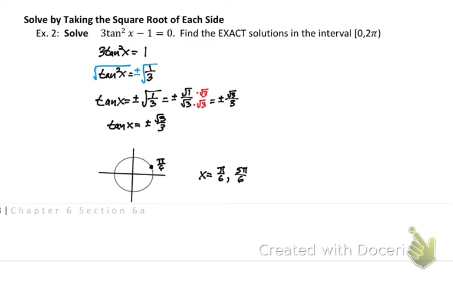In quadrant 3, maybe I should write this on here. So we have 5 pi over 6. Our next one should be one more, so we should be able to look at 7 pi over 6. And don't take my word for it. You should be looking at the unit circle. Is tangent equal to either a positive or negative square root of 3 over 3 at 7 pi over 6? Yeah. And then our last one should be 11 pi over 6.